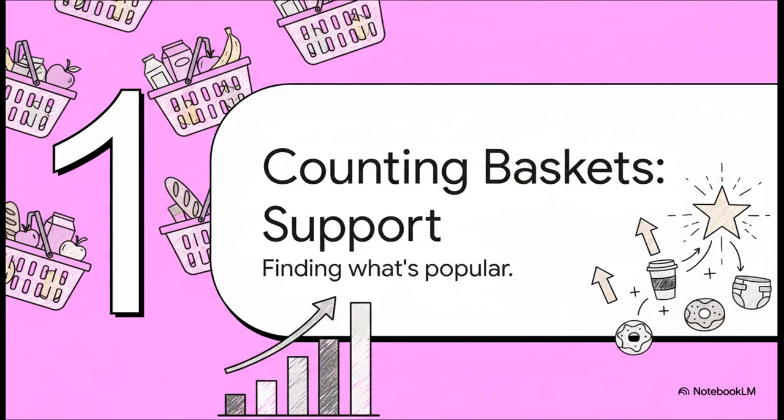Okay, so if we want to find these rules, where do we even start? Well, the very first thing we have to do is just figure out what's popular. I mean, we can't build a rule on a combination of items that only one person has ever bought. We need a way to measure that popularity, and for that, we use a simple concept called support.